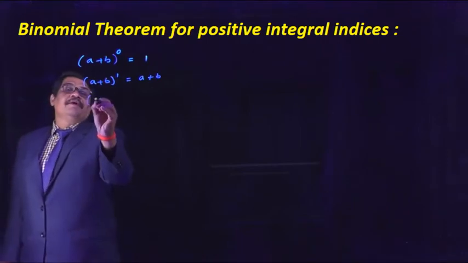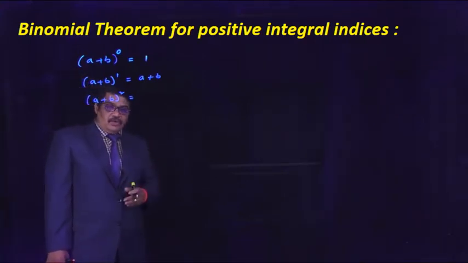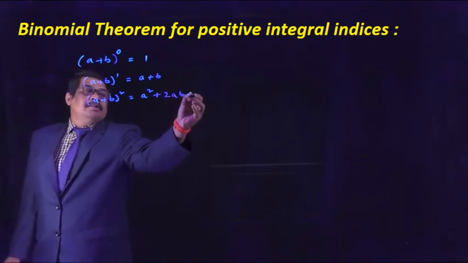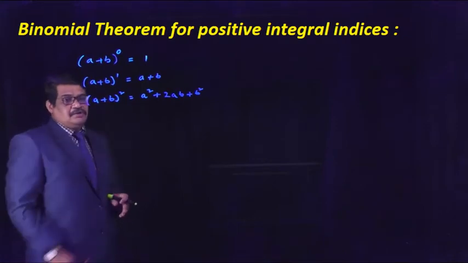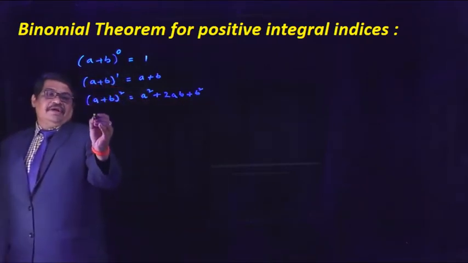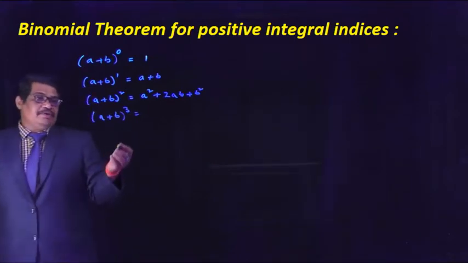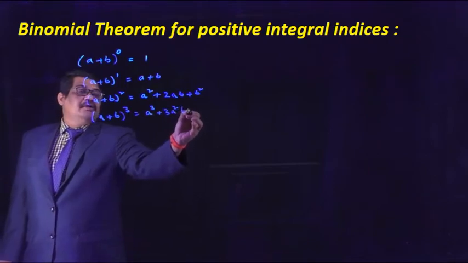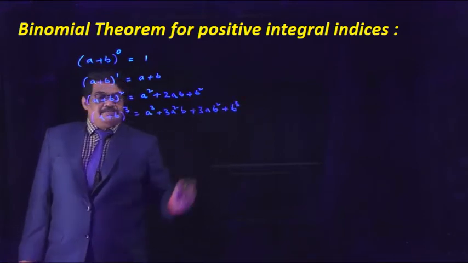Next we write a plus b whole square, the well-known formula: a plus b whole square is equal to a square plus 2ab plus b square. This is the expansion of a plus b whole square. Here the a square coefficient is 1, the ab coefficient is 2 and the b square coefficient is 1. Next we write a plus b whole cube, also a well-known formula. What is a plus b whole cube? That is a cube plus 3a square b plus 3ab square plus b cube.